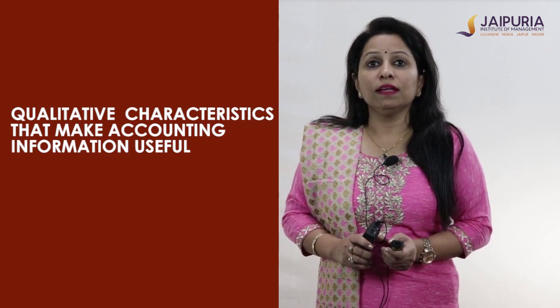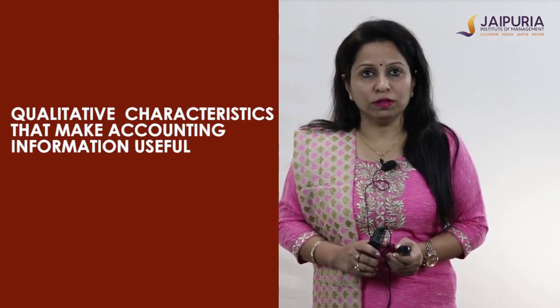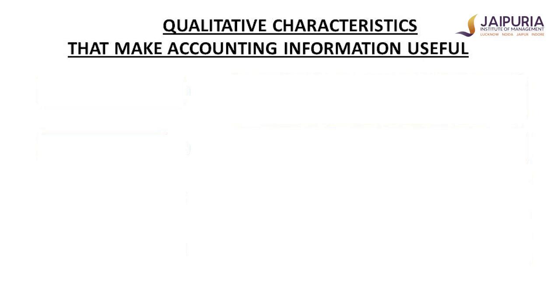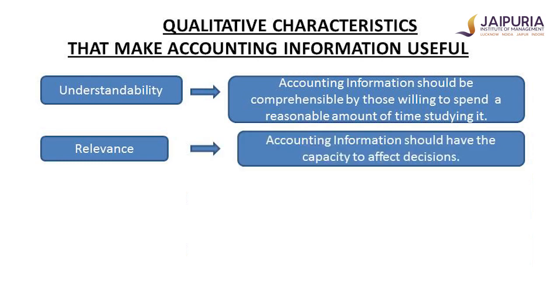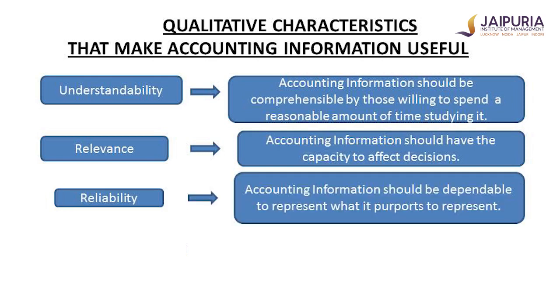As I've already talked about the relevant accounting principles, further let me add some qualitative characteristics that make accounting information useful. The first qualitative characteristic is understandability. Accounting information should be comprehensible by those willing to spend a reasonable amount of time studying it. Relevance is the second characteristic. By relevance, it is meant that accounting information should have capacity to affect decisions. Third is the reliability. Accounting information should be dependable to represent what it purports to represent.